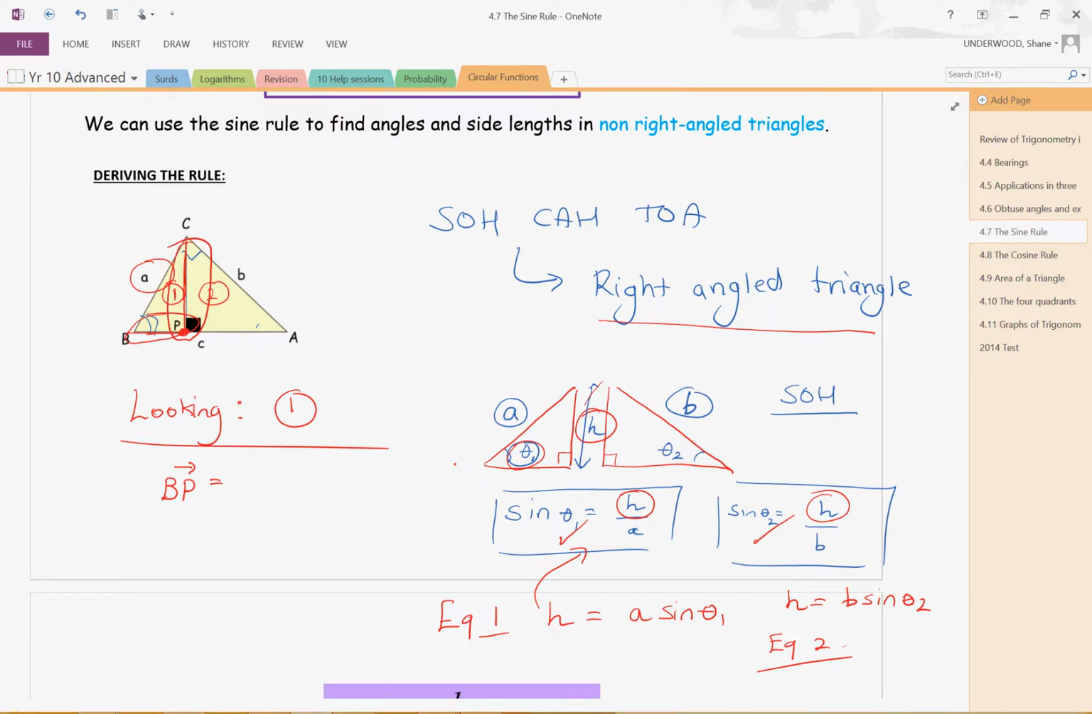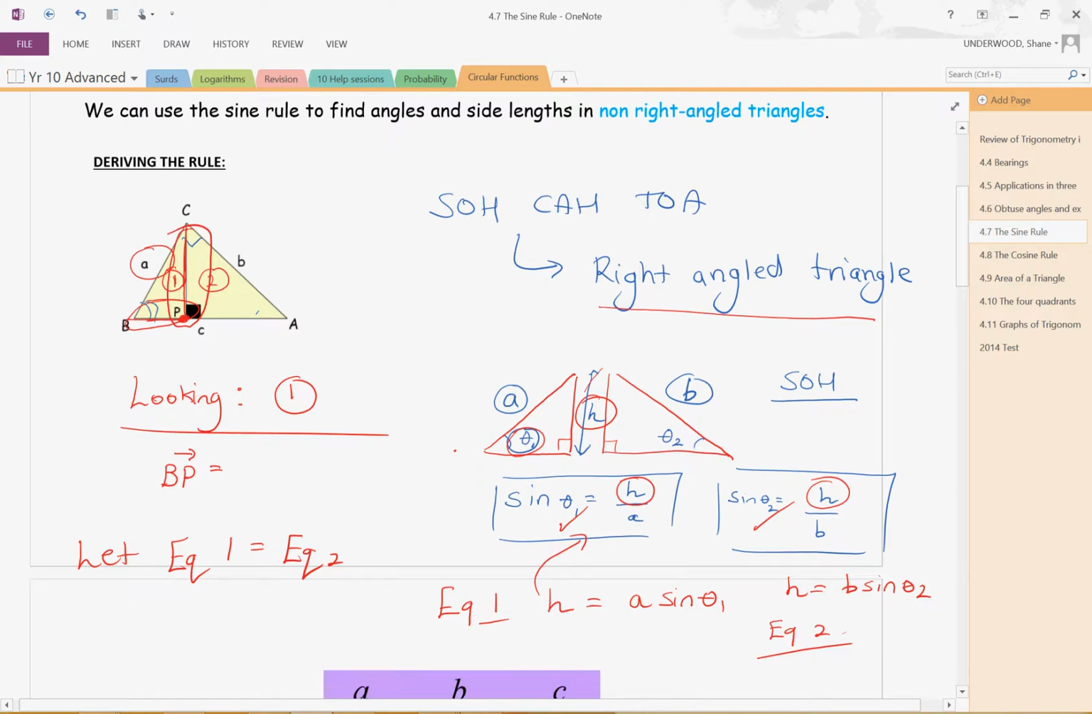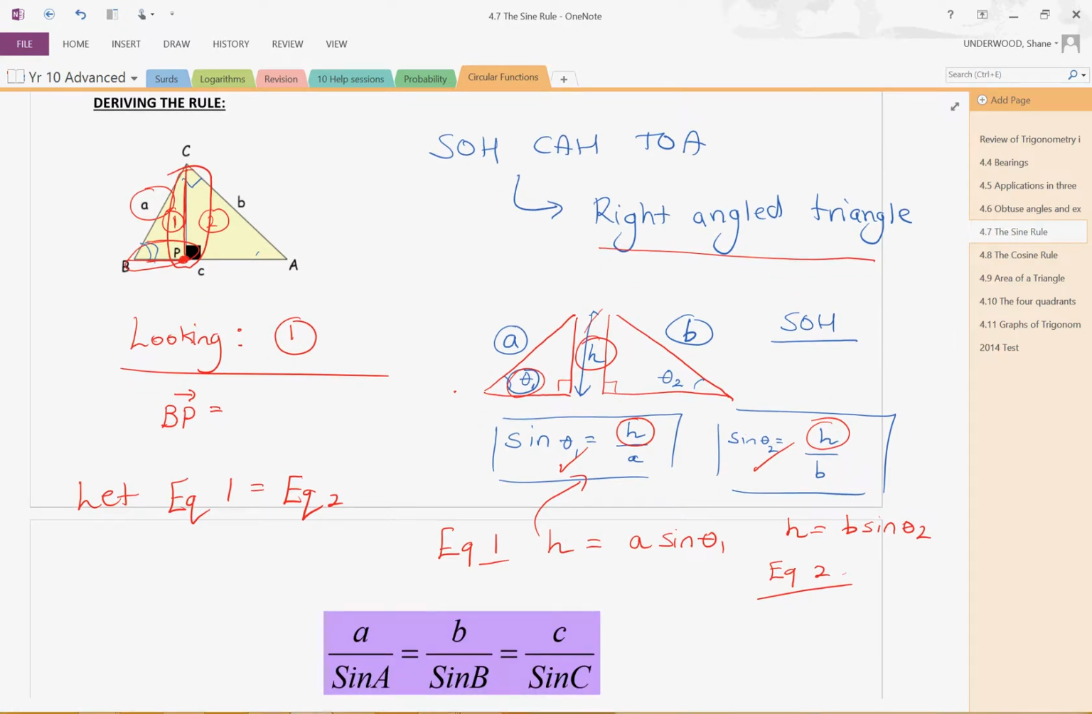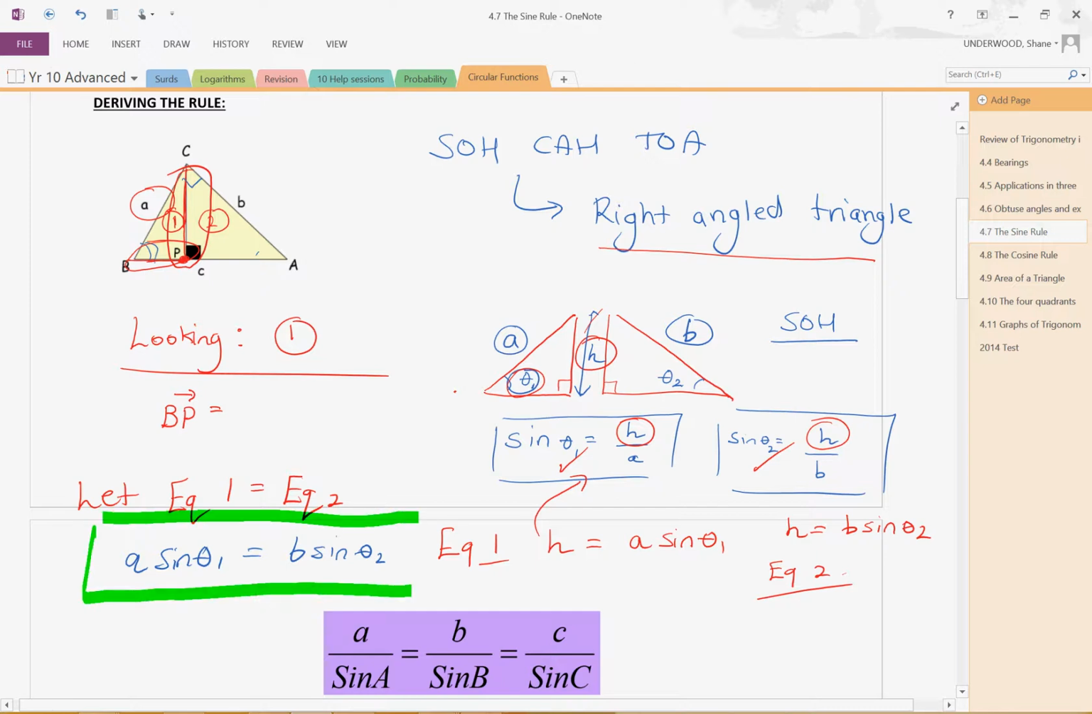Hope you are following me now. So we're going to let equation 1 be equal to equation 2 because they're both in terms of H, which we know are equal. I'm trying to prove this to you, and this is where it comes from, rather than just saying, here's a formula, go and use it. Now, equation 1, we've got A sine theta 1 is equal to B sine theta 2. Now, A and B aren't the same, nor are theta 1 and theta 2. We're almost getting there. This is almost the Sine rule.